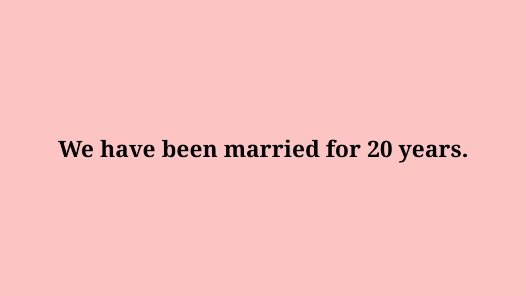Next, we use present perfect tense to describe an action which started in the past but still continues in the present. For example, we have been married for 20 years. So, we married 20 years ago, but we are still married. So, this action happened in the past and it is still continuing.